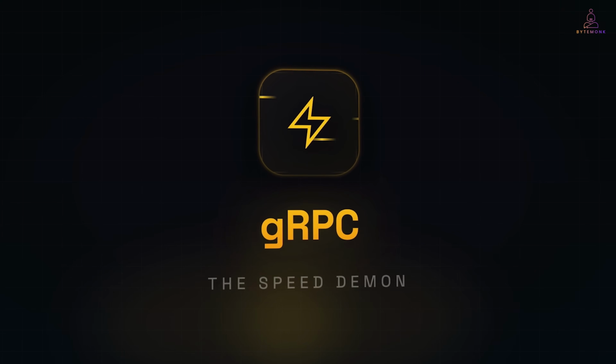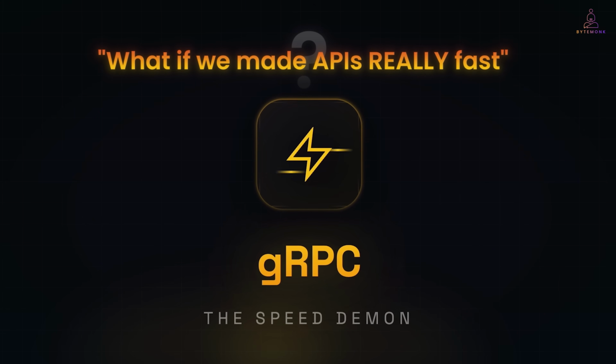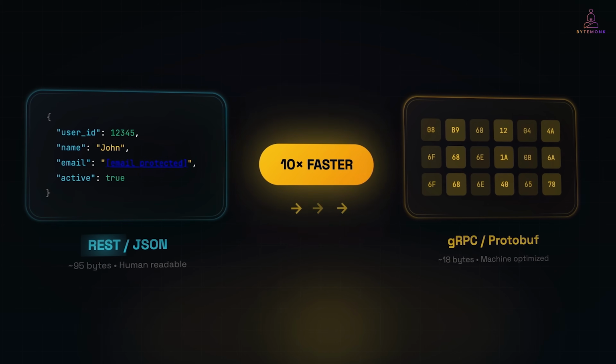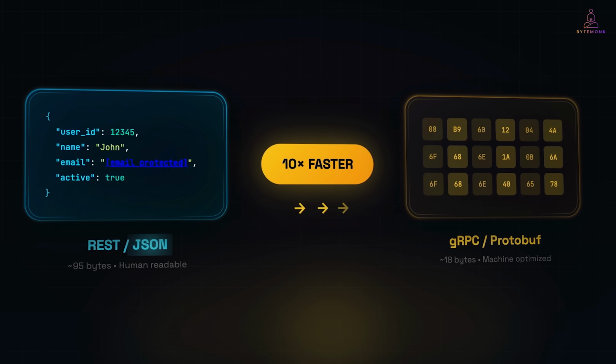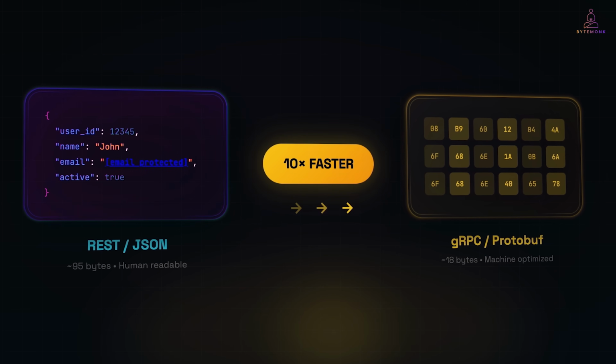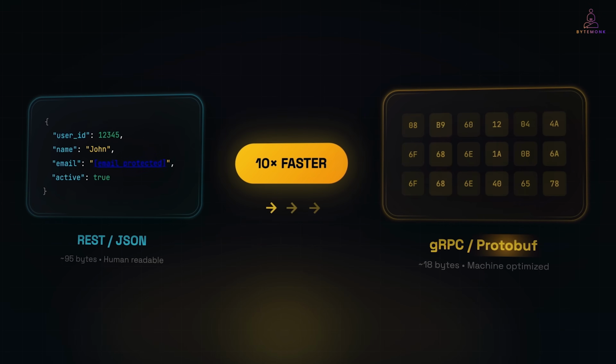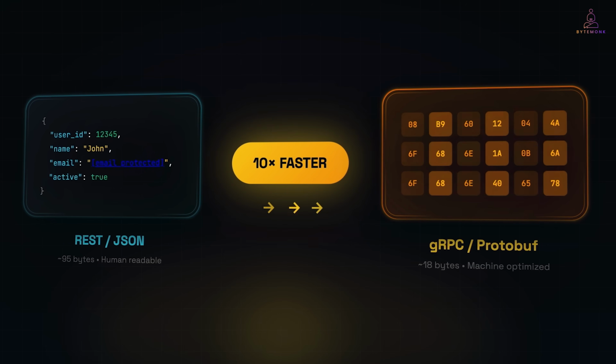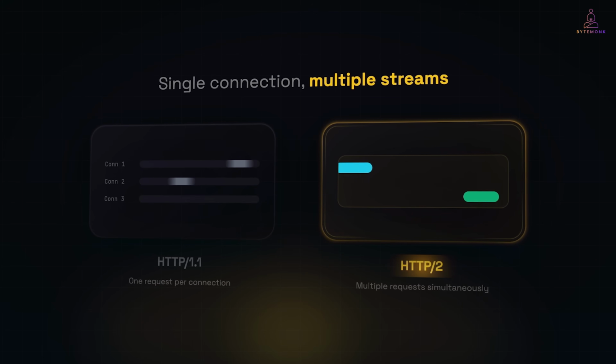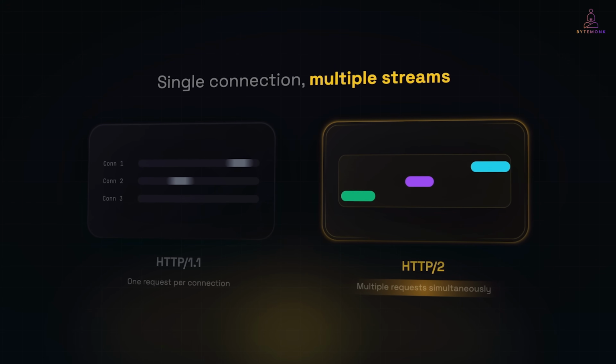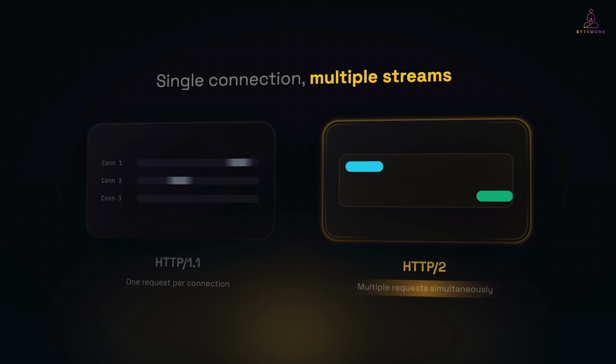Now let's talk about speed. gRPC is Google's answer to what if we made APIs really fast? REST sends data as text in JSON. Easy to read, but inefficient. gRPC uses protocol buffers, a binary format that's up to 10 times smaller and faster. Plus, gRPC uses HTTP/2, sending multiple requests over a single connection simultaneously.